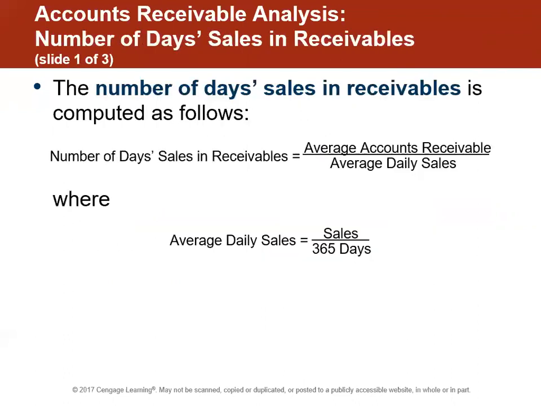And then we would also look at what we call the number of days sales in receivables. So we'll take that same average accounts receivable that we just calculated, and we're going to divide by average daily sales. Well, I gave you this in your notes. The average daily sales is sales divided by 365 days. So we're just getting our average daily sales. So average accounts receivable divided by average daily sales.